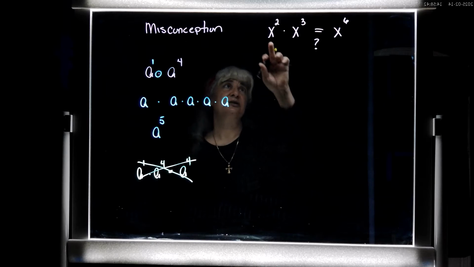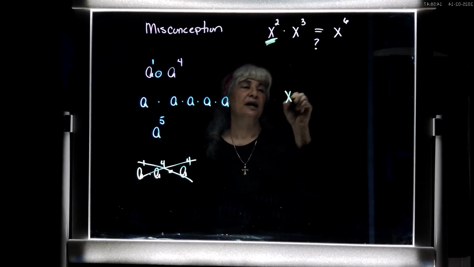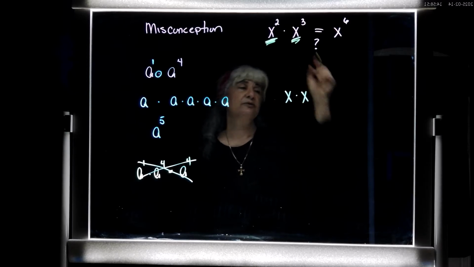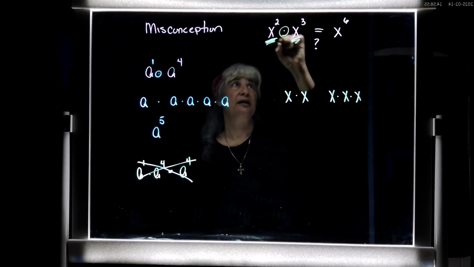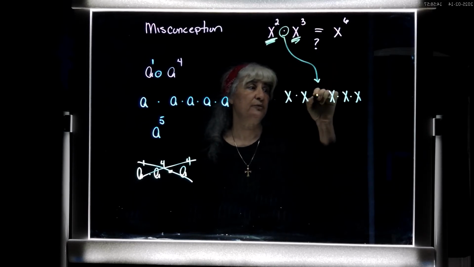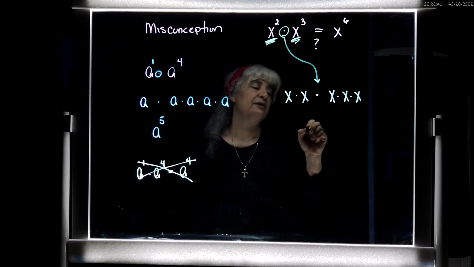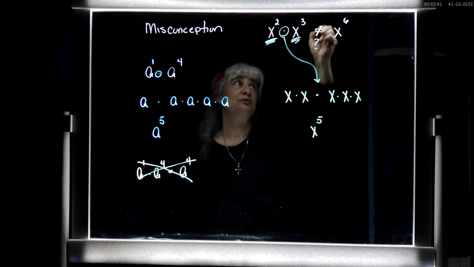Which means over here, how many x's do I have there? I have 2, and they're being multiplied. How many x's are here? I have 3, and they're being multiplied. And then there's a multiplication in between them, right? So how many x's do you have? You have 5 x's. Not 6, 5. This doesn't work.